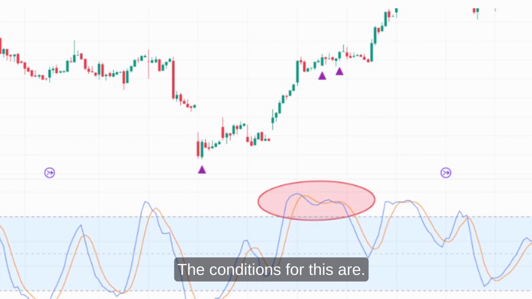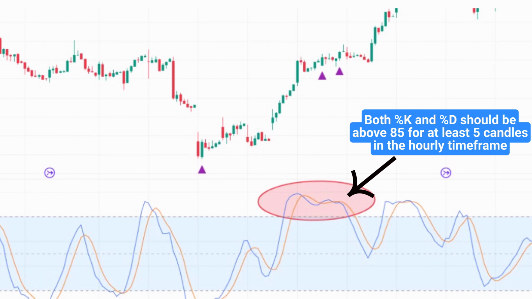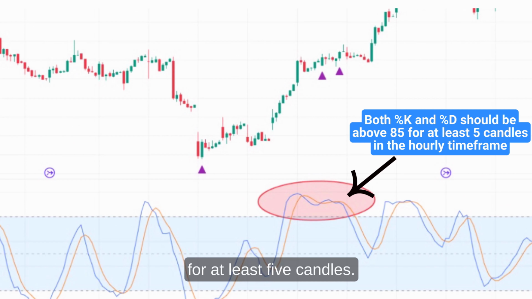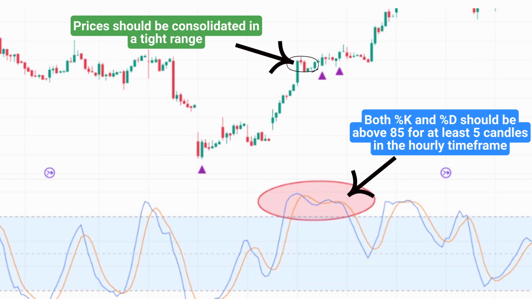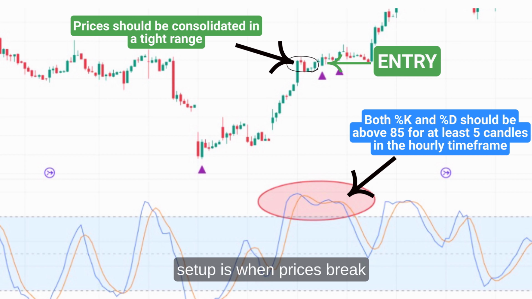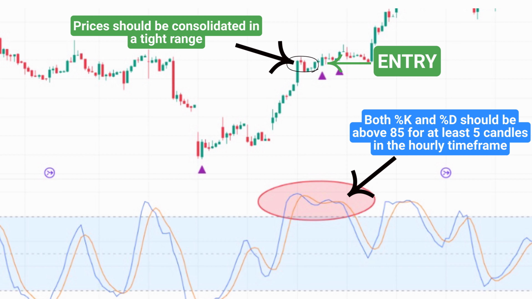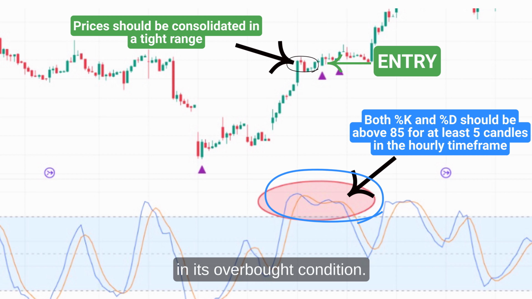The conditions for this are that both percentage K and percentage D must be stuck above 85, which is a little more than conventional, for at least 5 candles. And this is based on the hourly time frame. Prices should be consolidating in a tight range, maybe in a small flag or a small pennant or a small rectangle. The entry trigger for this setup is when prices break above the consolidation range, while the stochastic oscillator remains embedded in its overbought condition.